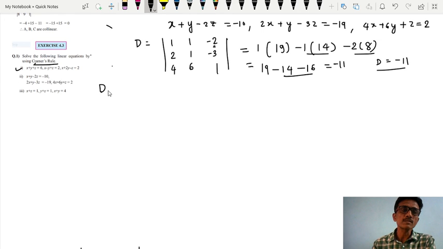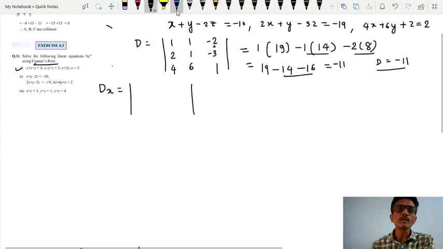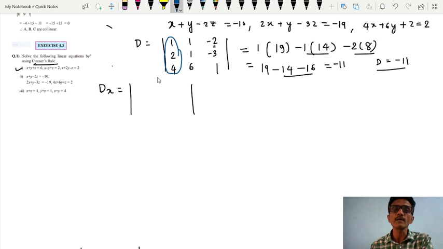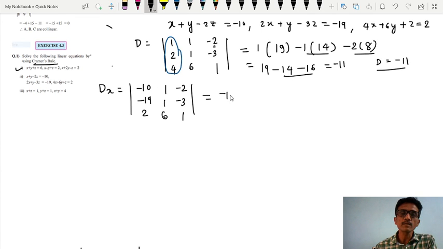Then dx. So dx is obtained from d by replacing the elements of the first column. That means the coefficient of x we replace by constants. So what are the constants over here? Minus 10, minus 19 and 2. Second column as it is you have to write. 1, 1, 6. Yes children. Minus 2, minus 3, 1. Yes, so we expand this determinant. So minus 10 into determinant of this, what will its expansion be? 1 plus 18, 19. Numbers are big, so there can be a little mistake.